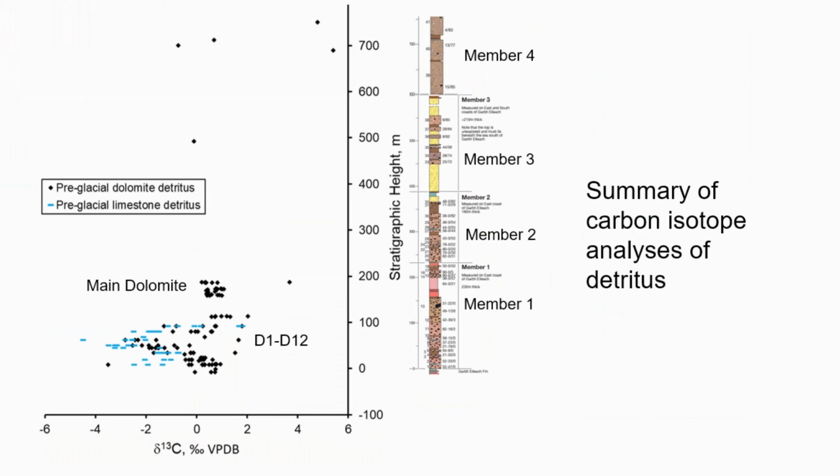Here is summarised our data on the detritus, which is admittedly very sparse in the higher parts of the formation. Nevertheless, it is interesting to see a range from 0 to +6 in dolomite clasts in member 4 diamictites. And these samples will also give us some interesting information on oxygen isotopes, as we will see.